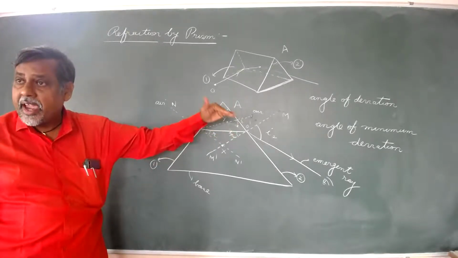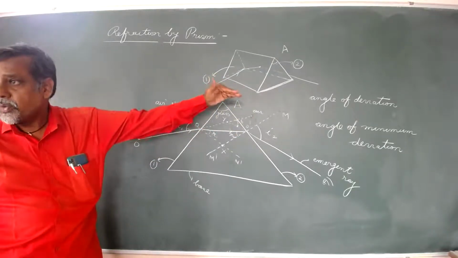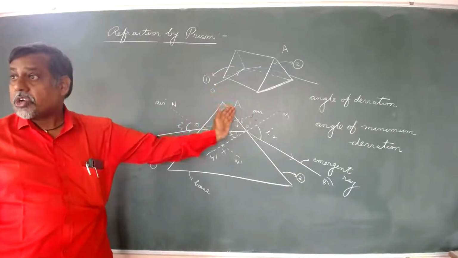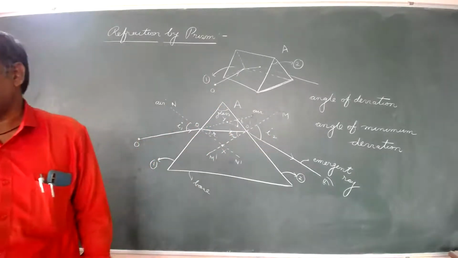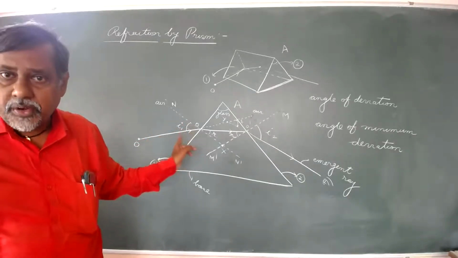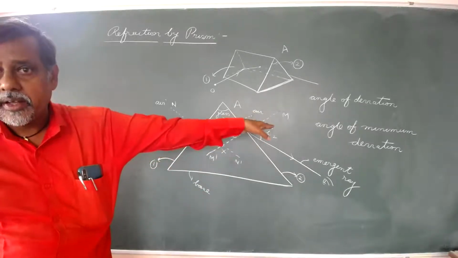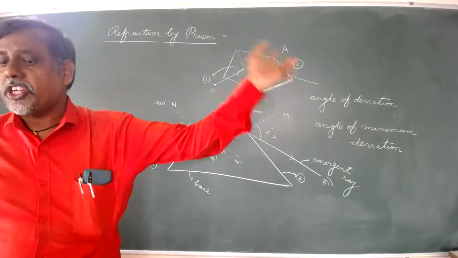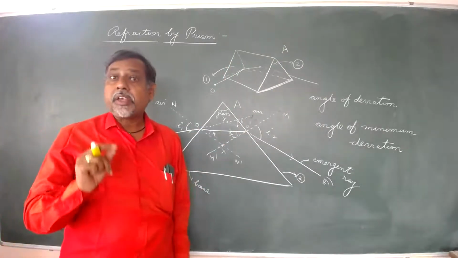In that decreasing aspect, it will reach a minimum value. After reaching the minimum value, even if you increase the angle of incidence, it won't decrease further. It will start increasing. Once again, I repeat: as the angle of incidence is increased gradually, the angle of deviation will keep on decreasing, reach a minimum value, and after that it will start increasing.